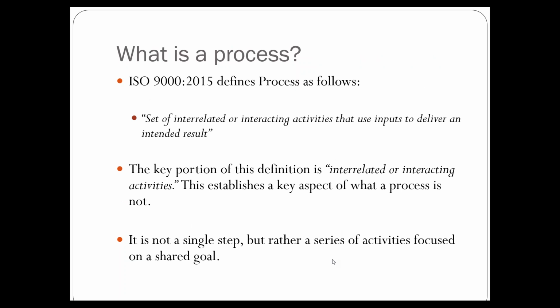ISO 9001:2015 defines a process as a set of interrelated or interacting activities that use inputs to deliver an intended result. The key portion of this definition is interrelated or interacting activities. This establishes a key aspect of what a process is not. It's not a single step, but it is a series of activities focused on a shared goal.